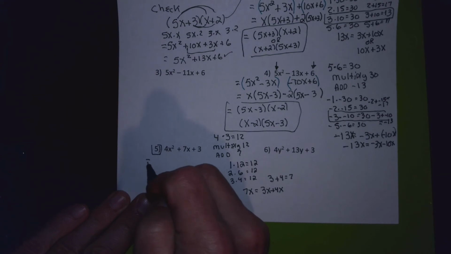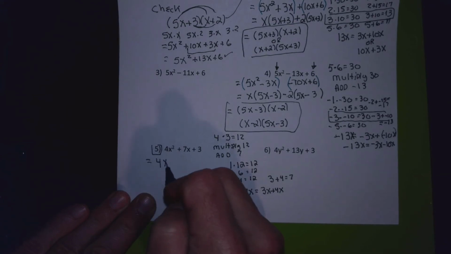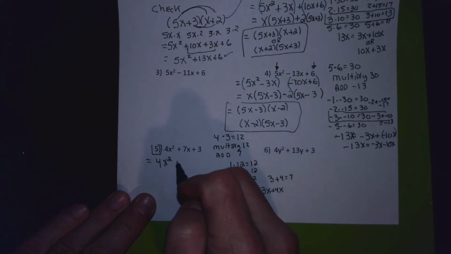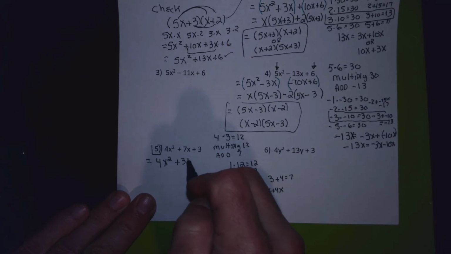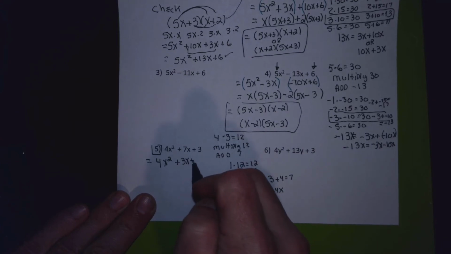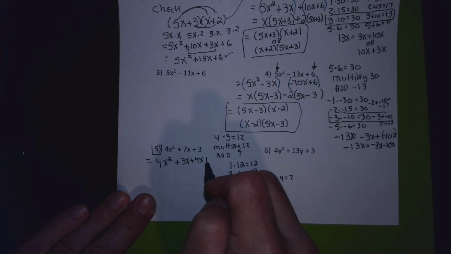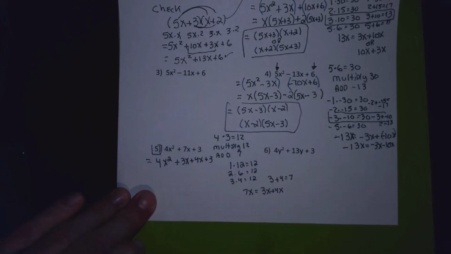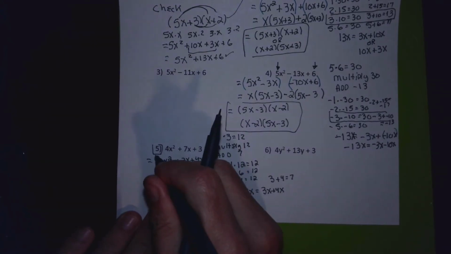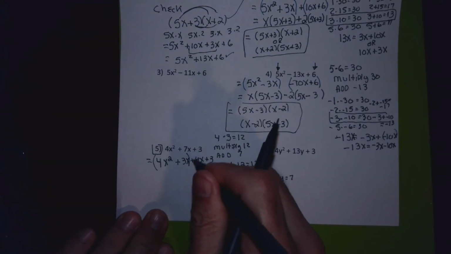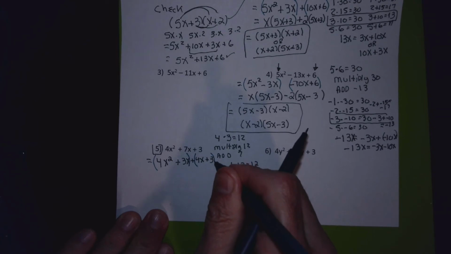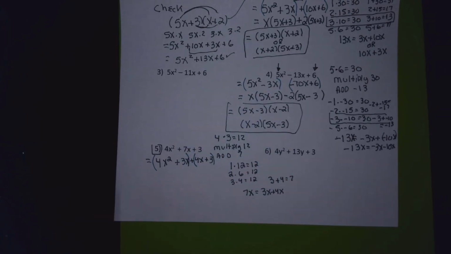So I'm going to start my problem that had 3 terms, and I'm going to rewrite it so that it has 4 terms, making the 7x into 3x plus 4x. And now I'm going to introduce my parentheses and factor by grouping. We'll leave the plus sign in front of that second parentheses and not put it in the second parentheses.